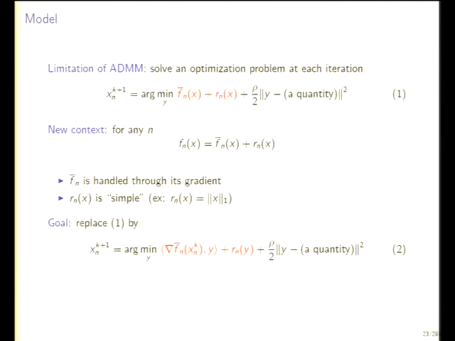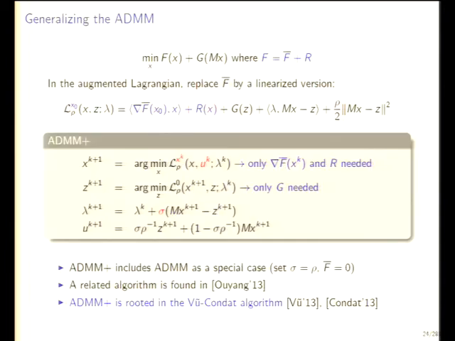And we want to replace this equation 1, which is the equation that we get if we apply an ADMM, by another equation which is easier to implement. Replacing equation 1 by 2 means we just replace this function fn bar here by a linearized version of fn bar. So in order to solve this optimization problem, I just have to compute the gradient of this function fn bar. So the problem is much easier to solve.